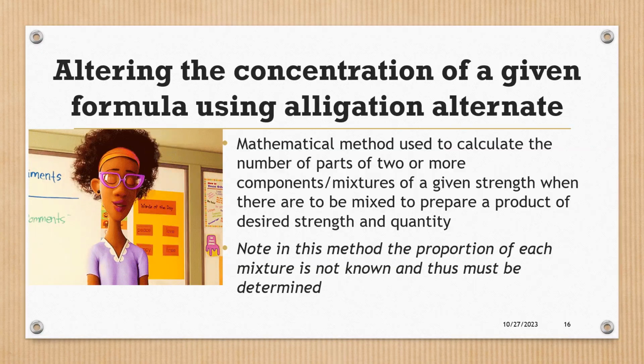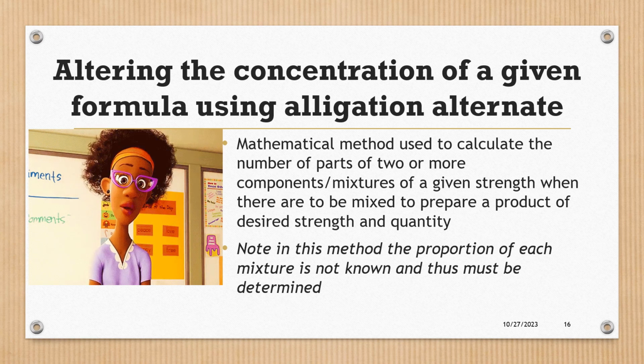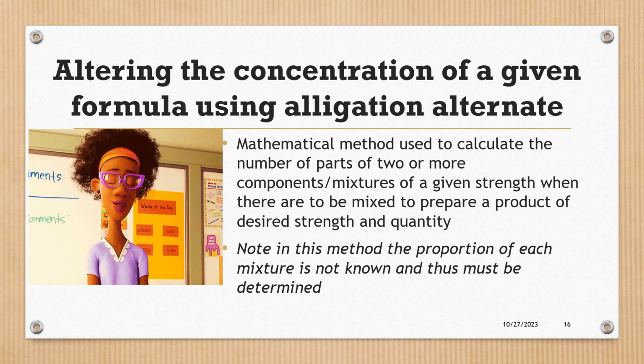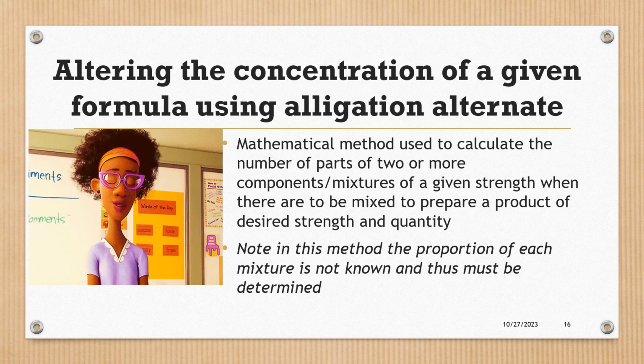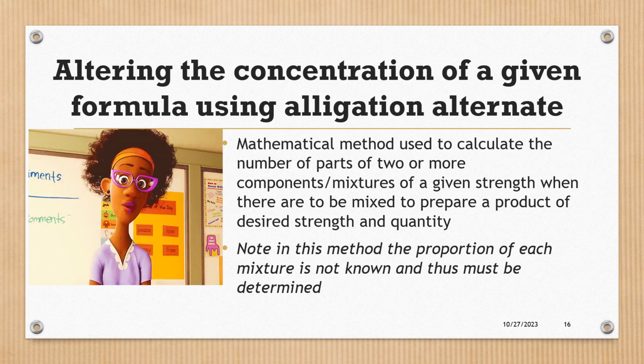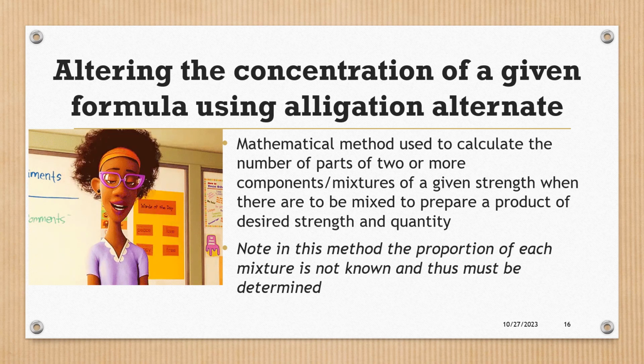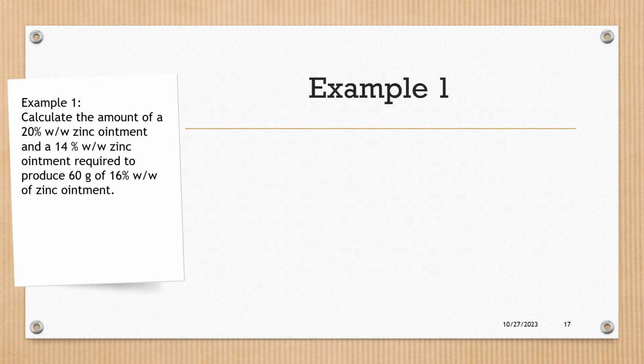Now, when we look at alligation alternate, this is a mathematical technique employed to determine the quantity of different components or mixtures with known strengths or concentrations needed to create a desired product of specific strength and quantity. It is important to note that in this method, the proportion in which each of the stocks must be mixed is initially unknown, and this is what we will set out to calculate. Now, let's take a look at our first example.